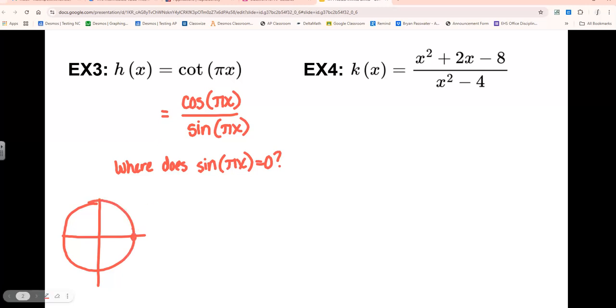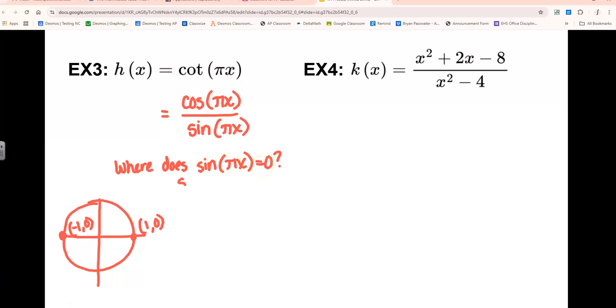So sine is your y coordinate. So it is at this point right here where you get 1, 0, and this point right here where you get negative 1, 0. What's the value right here at 1, 0? What's your angle right there? It's 0 radians. You could also say 2 pi, right? That would also work. Now, careful with this because I got sine of pi x.